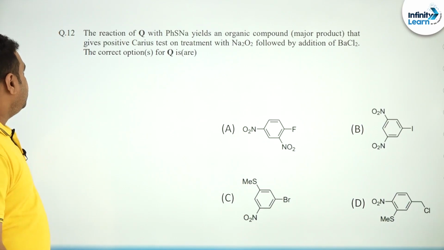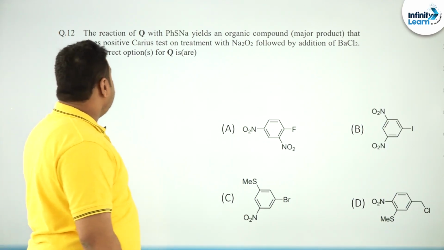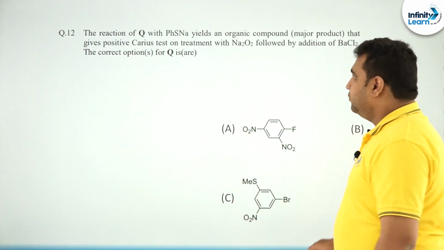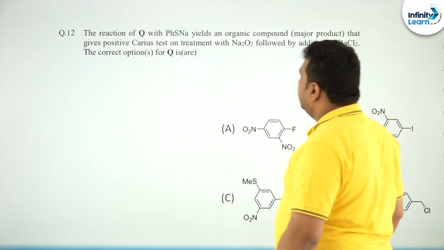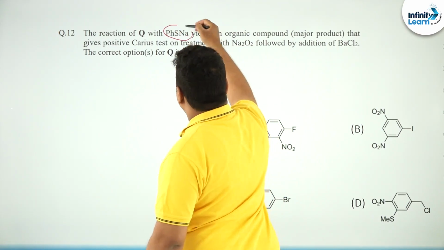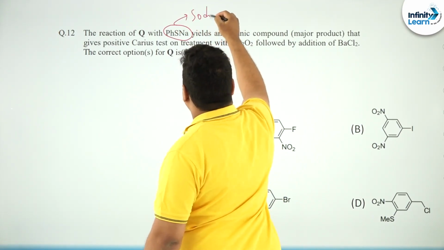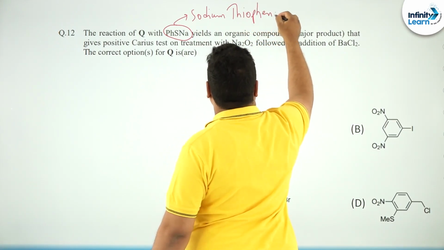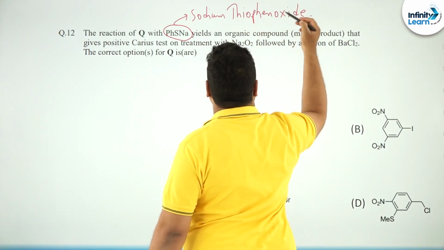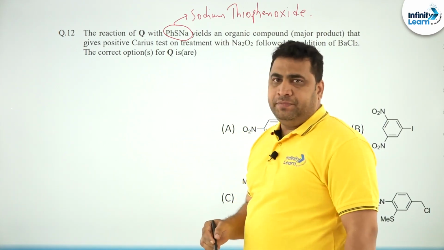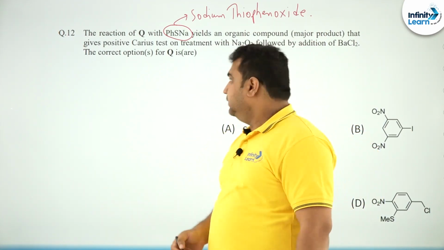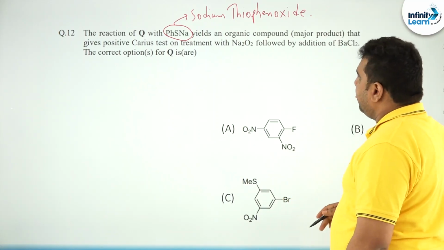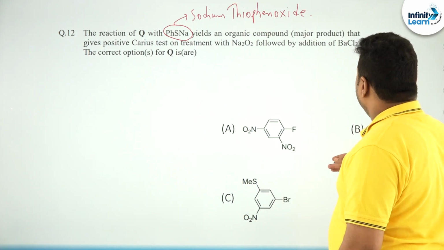Okay. Next question. The reaction of Q with sodium thiophenoxide. This compound is called sodium thiophenoxide. Thio because it is sulfur containing. If oxygen is in place of sulfur, it is called phenoxide. Yields an organic compound which is major. Okay, very nice. Sodium peroxide followed by reaction with barium chloride.